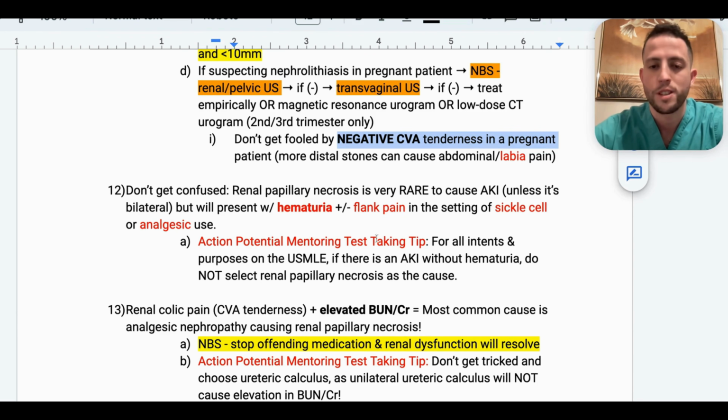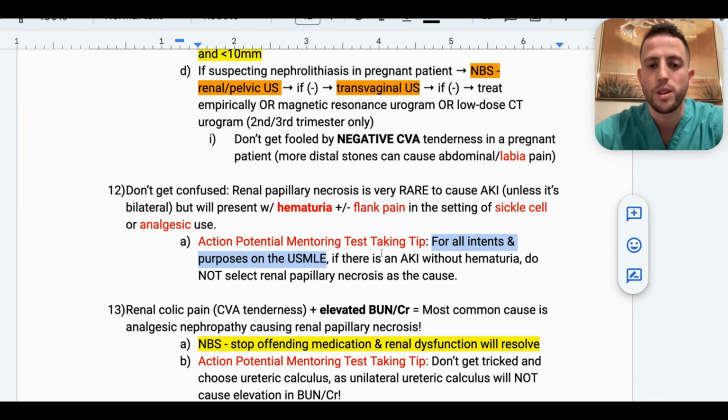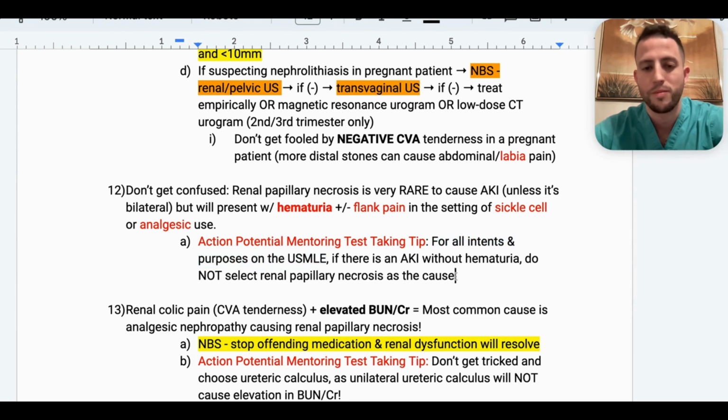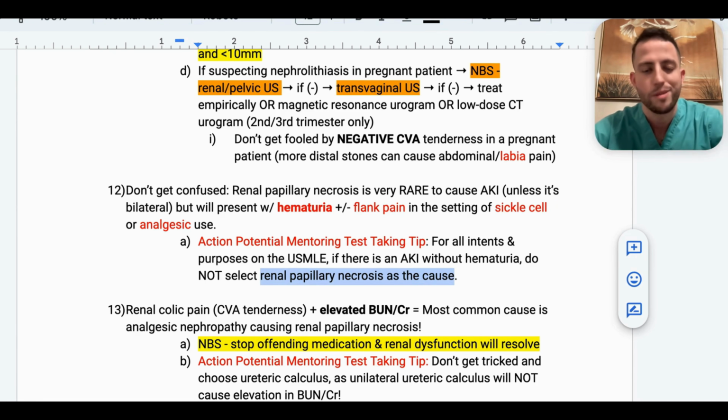An action potential mentoring test-taking tip. For all intents and purposes on the USMLE, if there's an AKI without hematuria, do not select renal papillary necrosis as the cause. This is one of those diagnoses that a lot of students just don't really know when to put as the correct answer. So if they have an AKI, probably not going to be renal papillary necrosis, but you definitely want to look for hematuria in the setting of sickle cell or analgesic use to clue you in.